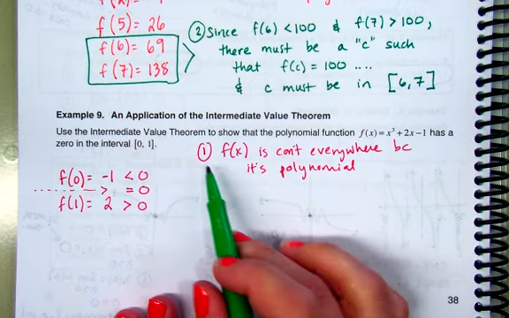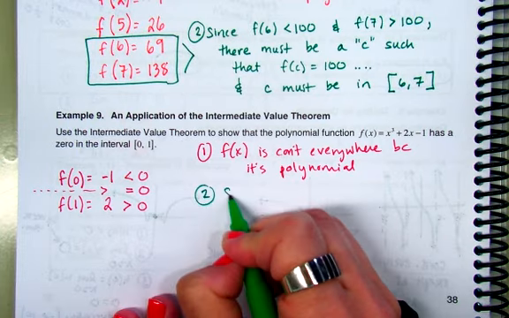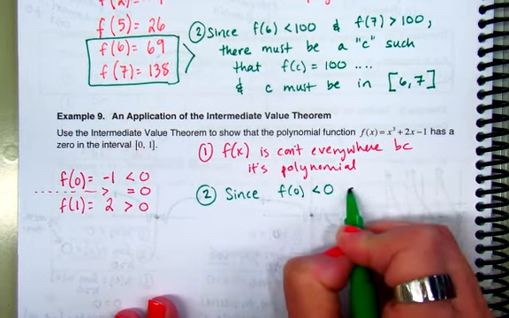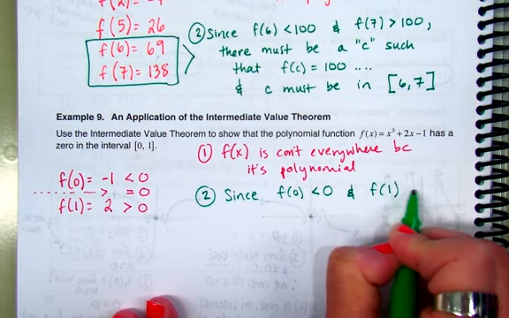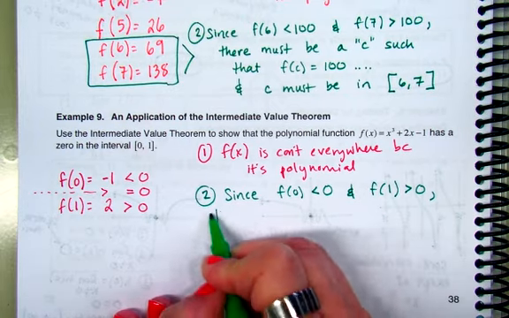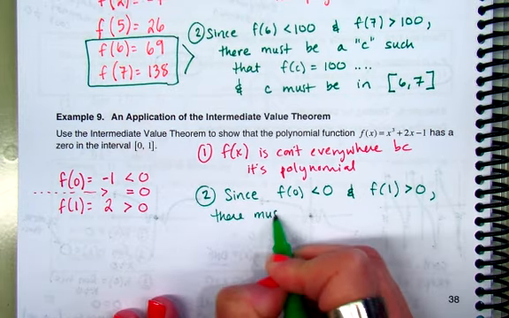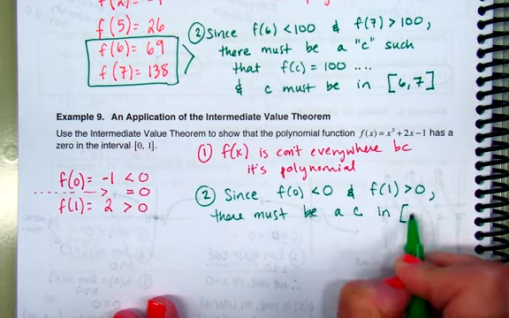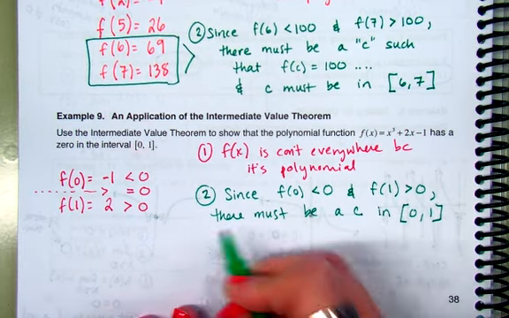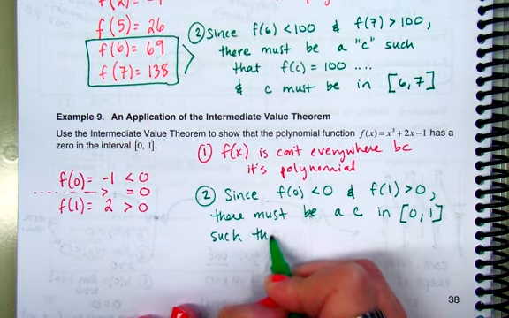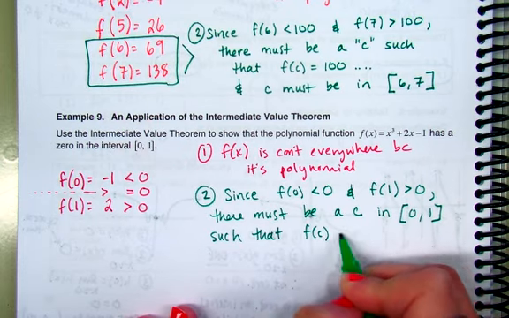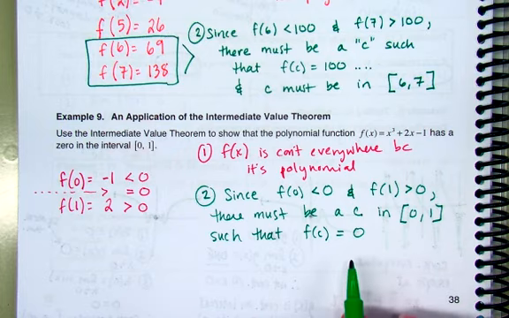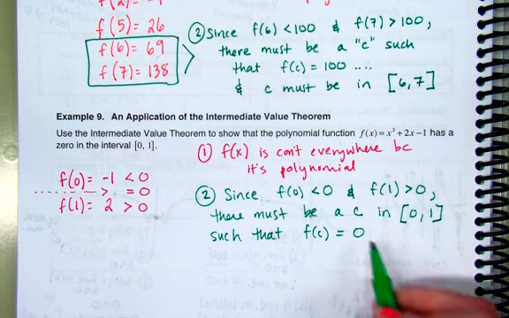And so we can say, since f of 0 is less than 0 and f of 1 is greater than 0, there must be a c in that interval from 0 to 1 such that f of c equals 0, right? Such that it is a 0, right? And that's it. That's the intermediate value theorem.